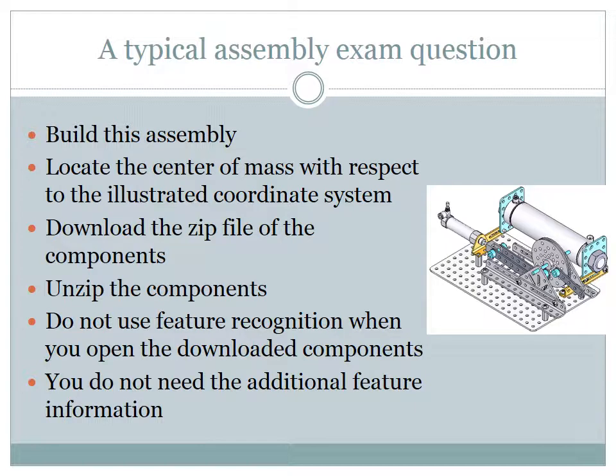Here's how a typical CSWA assembly question is laid out. Build this assembly, locate the center of mass with respect to the illustrated coordinate system, download the zip file of components, unzip the components. Do not use feature recognition when you open the downloaded components, as you do not need the additional feature information.